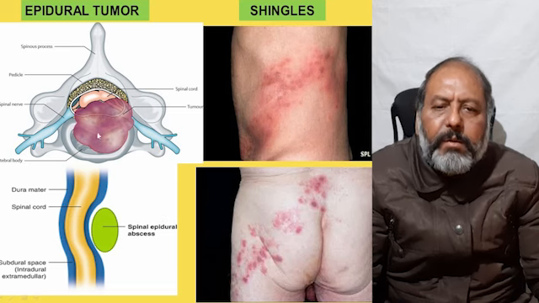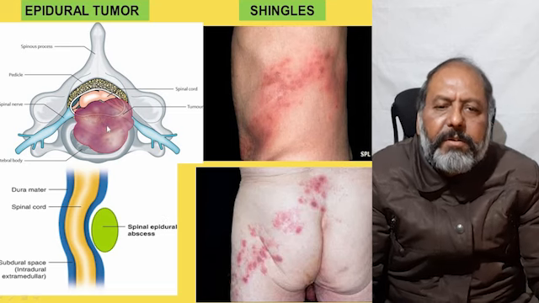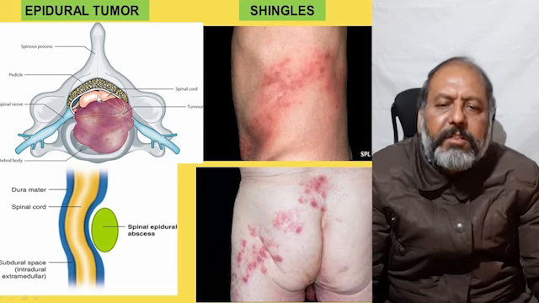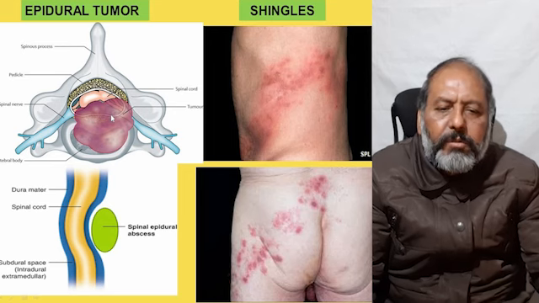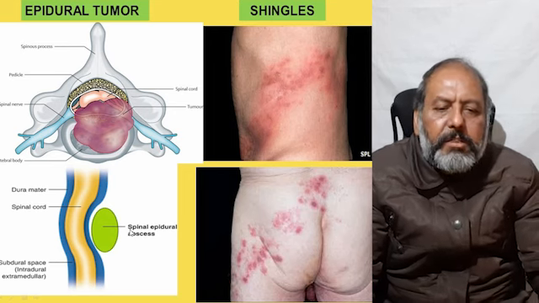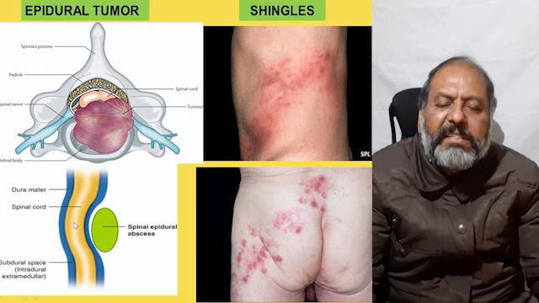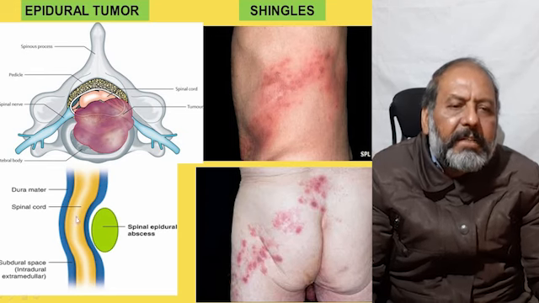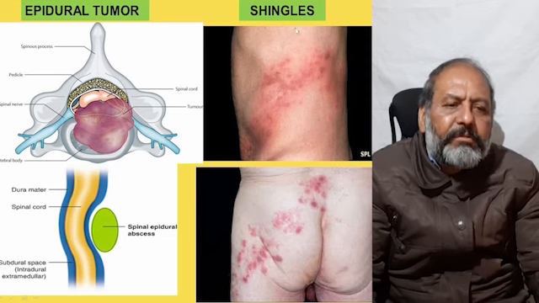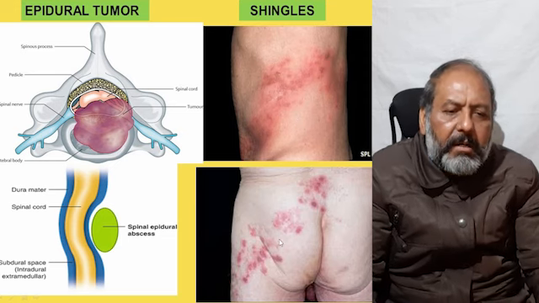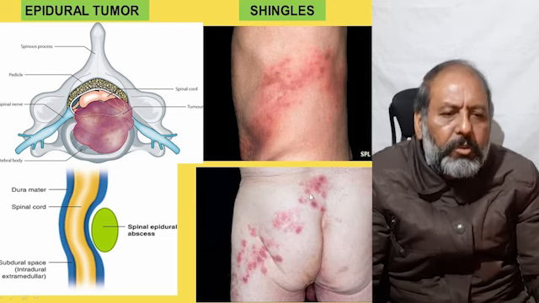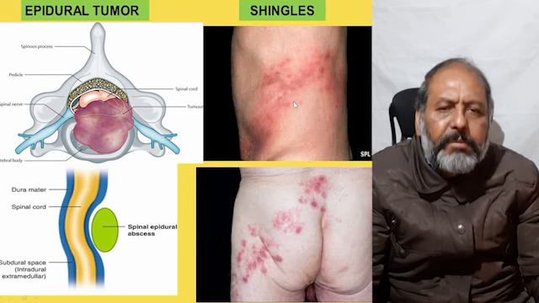So here one can see the epidural tumor, which is just pressing the spinal nerve roots, and also spinal epidural abscess, which is also pressing on the spinal cord, causing the problem. And here is the dermatomal distribution of the shingles along the nerve. So that also gives the pain like sciatica.